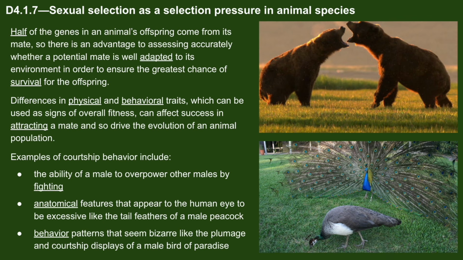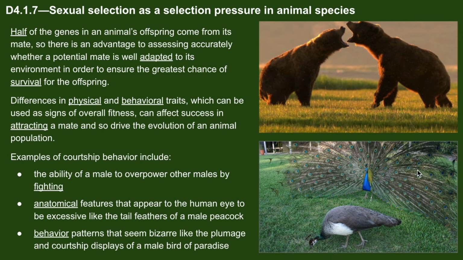Differences in physical and behavioral traits that can be used as signs of overall fitness can affect success in attracting a mate and so drive the evolution of an animal population. Courtship behavior includes the ability of a male to overpower other males by fighting. If the female sees that this male, say, is stronger and can fight off this male, then this might be the male that she chooses because then she knows her offspring would have the best chance of winning in a fight.